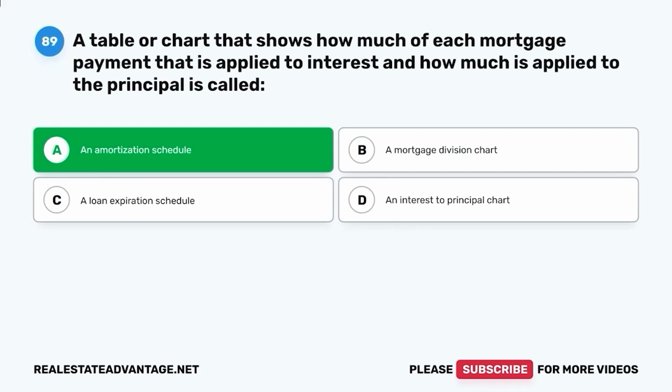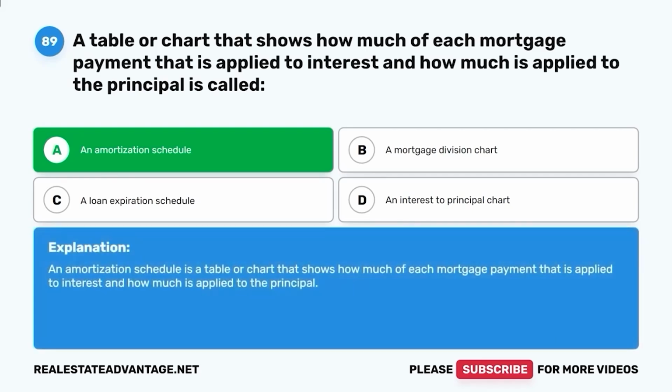An amortization schedule. An amortization schedule is a table or chart that shows how much of each mortgage payment that is applied to interest and how much is applied to the principal.